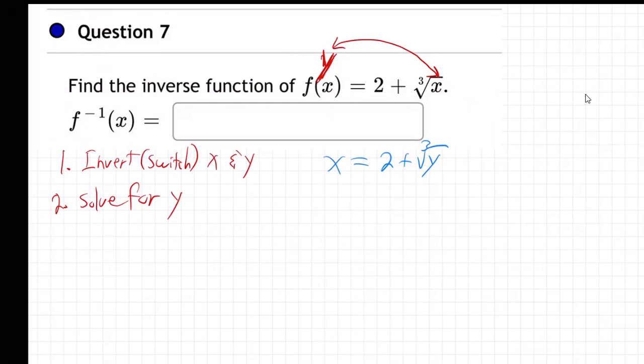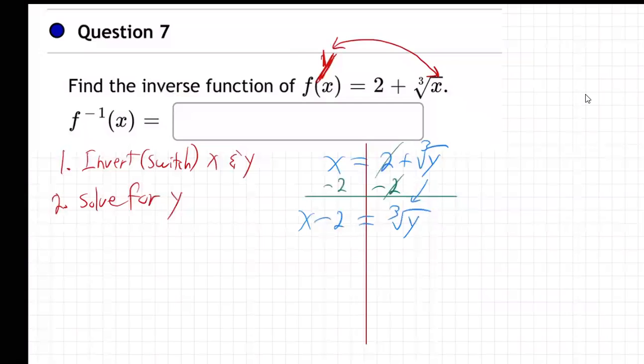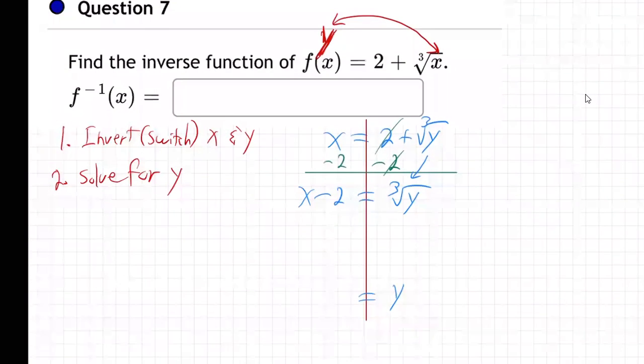So here's the wall of separation. And y is saying, I want to be alone, get rid of this stuff. So what do we do? Subtract 2 from both sides. Boom, boom. So we get x minus 2. Just bring this down. x minus 2 is the cube root of y. Good so far?